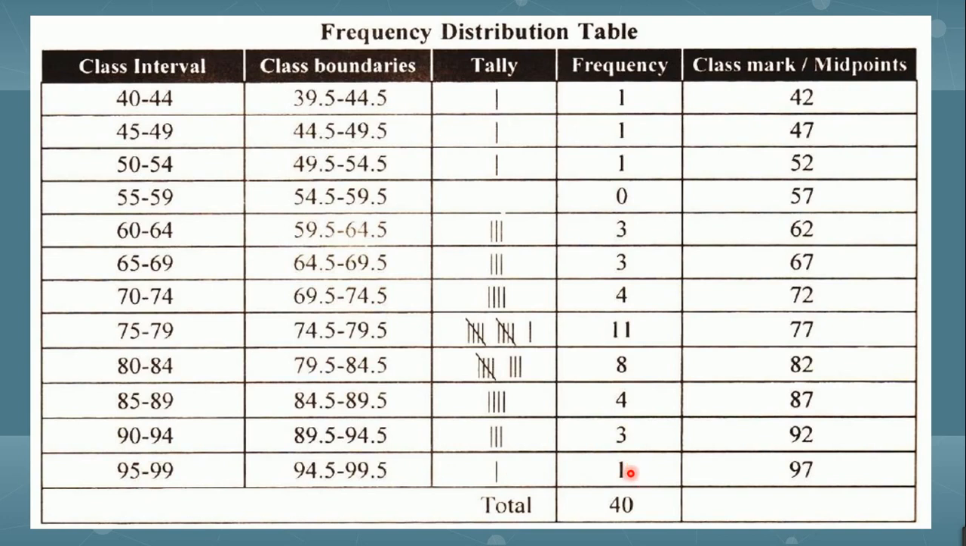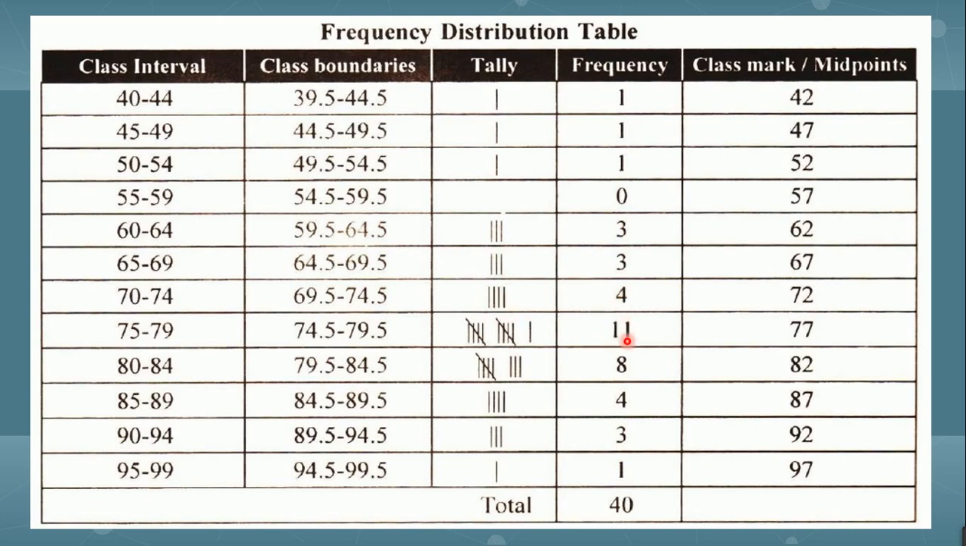Now for the tally marks. For frequency 1, just draw one vertical line. Frequency 1, tally mark is 1 vertical line. Frequency is 0, so it remains empty and no tally mark will come. For frequency 3, 3 vertical lines. For 4, 4 vertical lines.